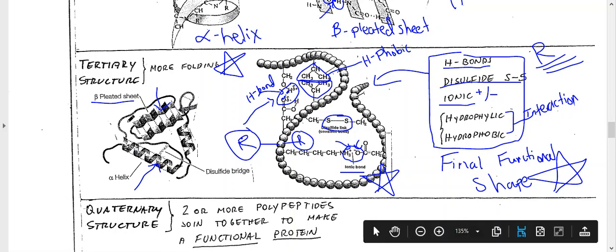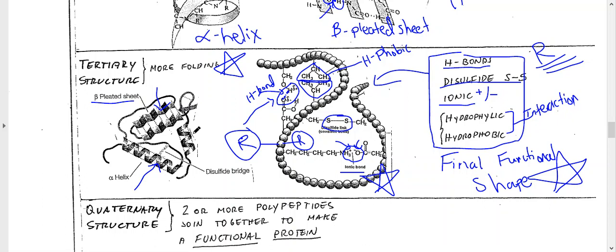But each protein is unique in how many of those it has. But every type of protein will look the same. Like all keratins will look the same. All collagen proteins will all have the same folding, right? They'll all be the same because they're the same protein.